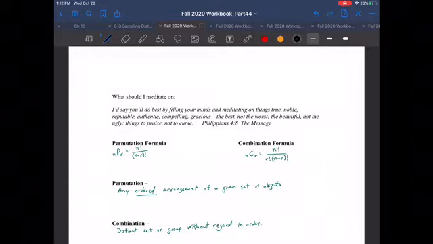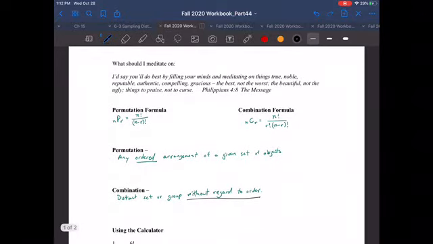arrangement of a given set of objects, whereas a combination is basically a set or a group without regard to order. So basically one of them is an ordered set and for the other, the order doesn't matter. So think of a permutation as like, I know they call them combination locks, but they have to be put in the right order. If your combination is 1, 2, 3, 4, then you have to put it in that order.